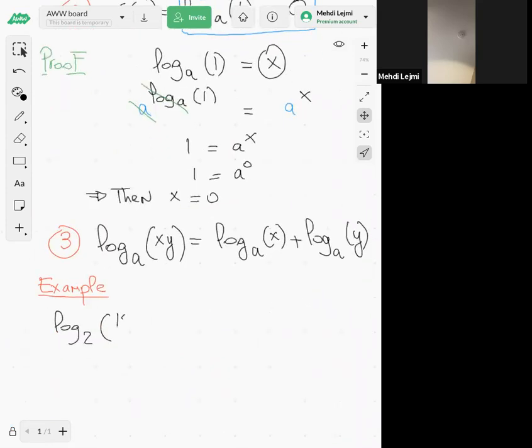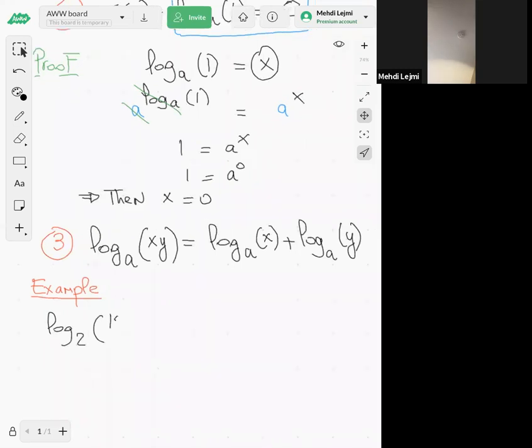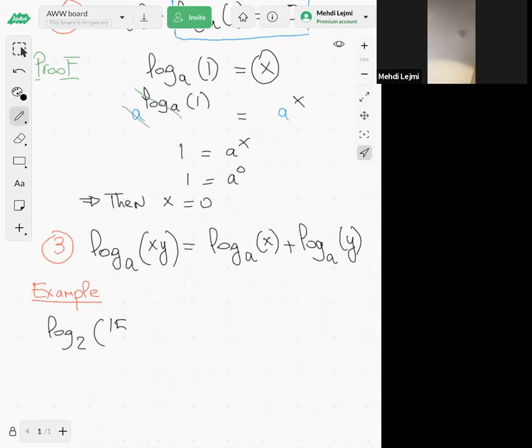So this log in base a of x times y: log of a product is the sum of the logs. For example, log in base 2 of 15 is equal to log in base 2 of 3 plus log in base 2 of 5, because 15 is equal to 3 times 5. So if you have a log of a product, that will be the sum of the logs.